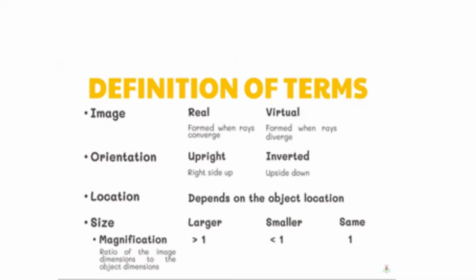The resulting reflected image can be characterized according to image location, orientation, size, and type. The location of the image always depends on the location of the object. An image orientation can be upright if it is right side up and inverted if it is upside down. The size of the image may be reduced, enlarged, or same size with the object size. An image type may be real or virtual. The main difference lies in the way in which they are produced. A real image is formed when rays converge, whereas a virtual image is shown when rays only appear to diverge.